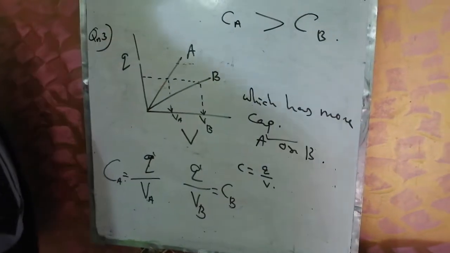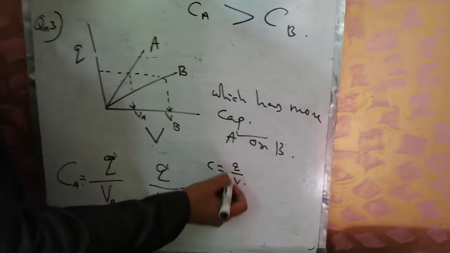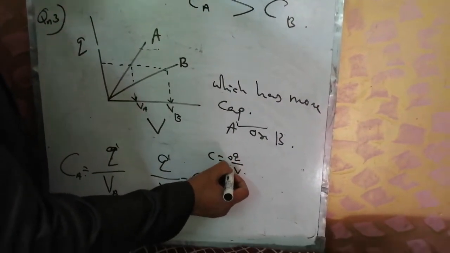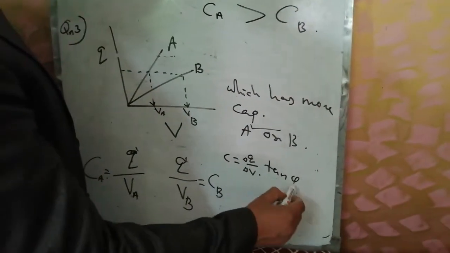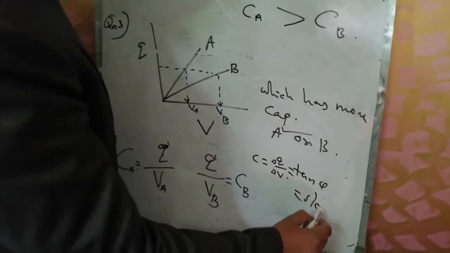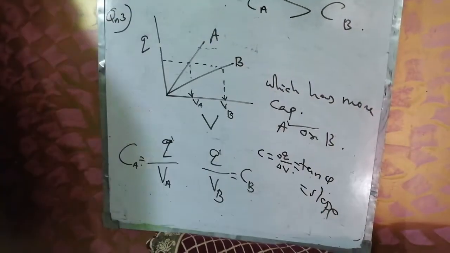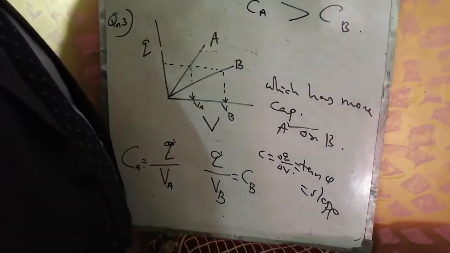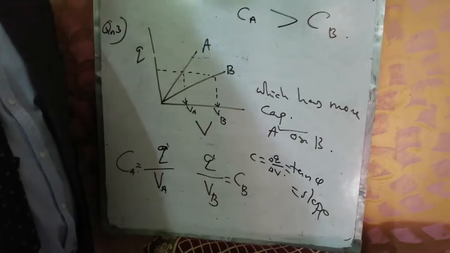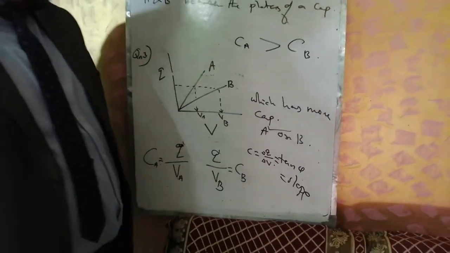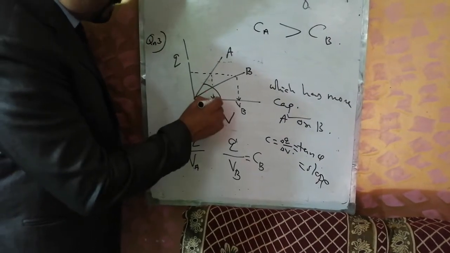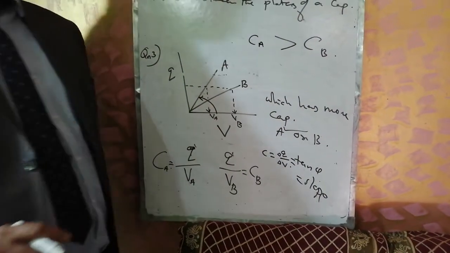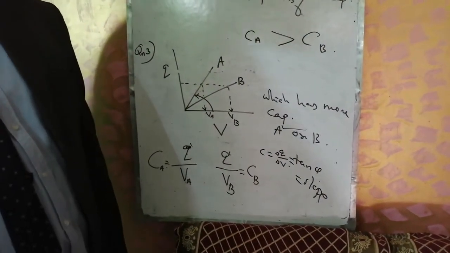This one you can think of in another form. C is equal to Q by V or delta Q by delta V. That is called C, and that is called tan theta, and that is also called slope. So the graph that is having more slope means more capacitance. More slope, more capacitance if the graph is a Q-V graph. So definitely it is very clear, A is having more slope and hence more capacitance.